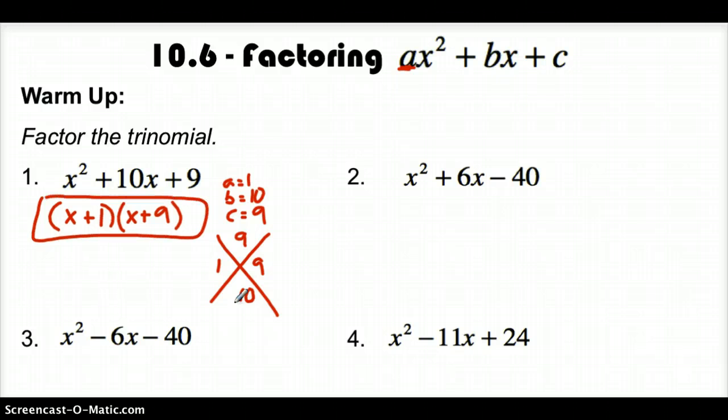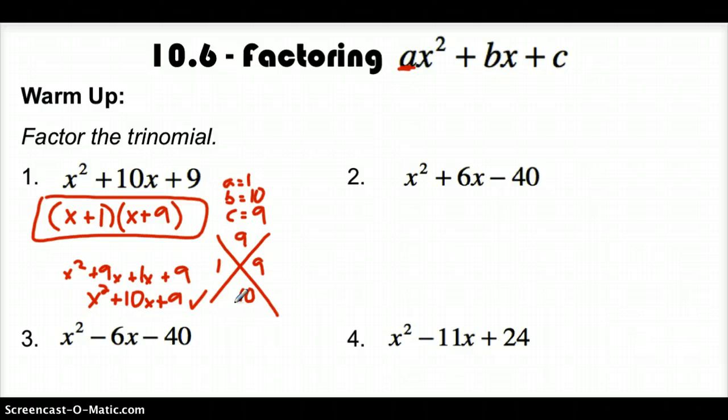That's my final answer. Now I can always check my work with FOIL. So I know that x times x is x squared, outside is a positive 9x, inside is a positive 1x, and last times last is a positive 9. So if I add these things together, I get x squared plus 10x plus 9. So I know that I'm good to go. Okay, moving on to our next one.